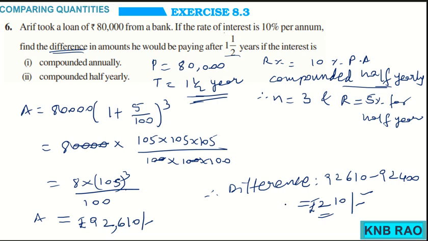You always remember, you will pay more when compounded half yearly than compounded annually for the same principal, the same time period, and the same rate of interest. So this is a very simple comparison. Now let's go for question number 7.